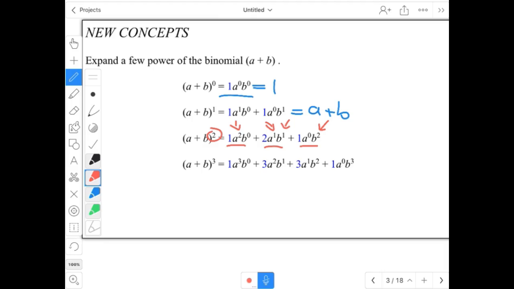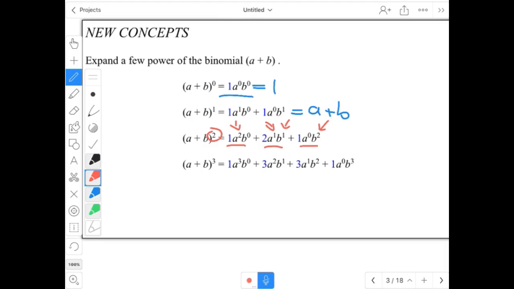We have this 1 a to the third, so they're all with a, plus 3 a squared b to the first. So one of them moved over to b. Then we have this 3 a to the first, b to the second. So you see another one went over to b, and then in the very end, all of them are with b. So they started with one of our terms, and then they all moved over to the other one by the time that we were done.